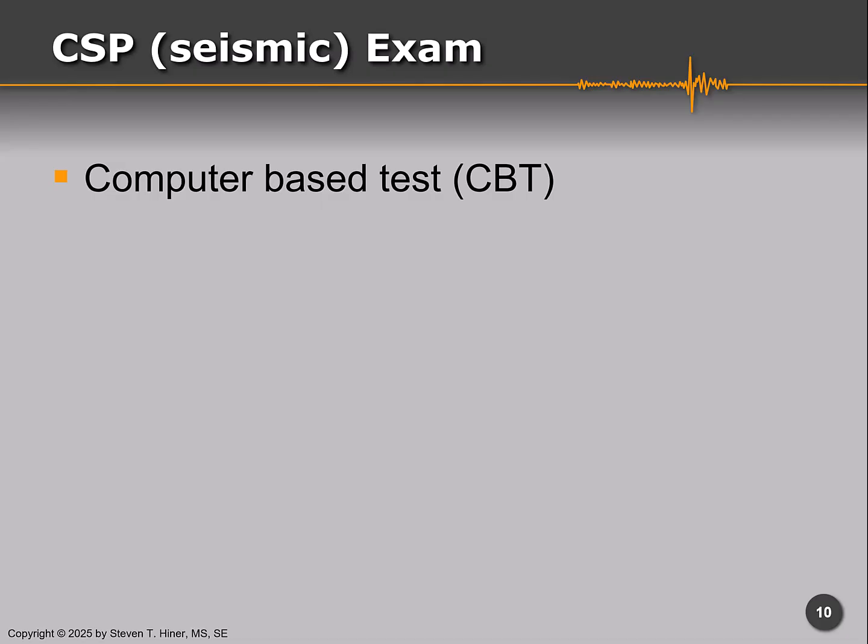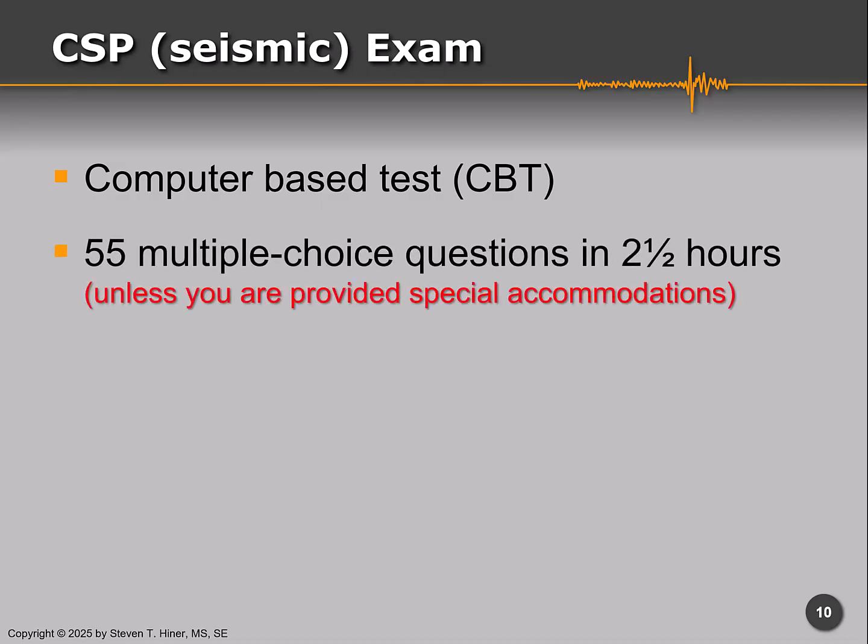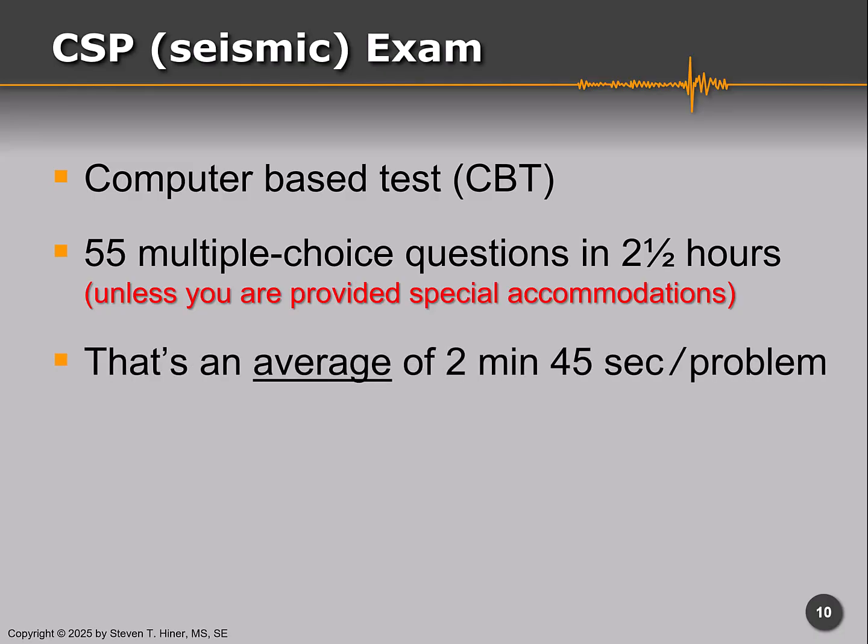The exam is a computer-based test, 55 multiple choice questions, 2.5 hours time limit. Again, unless you're provided special accommodations, sometimes people are given time and a half or double time. And if you're not provided special accommodations, that 55 questions in 2.5 hours is an average of 2 minutes 45 seconds per problem. That is way faster than the 8-hour NCEES exam.